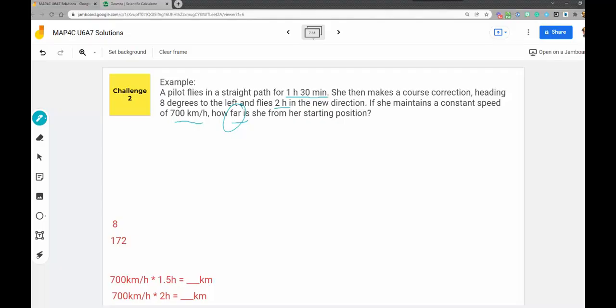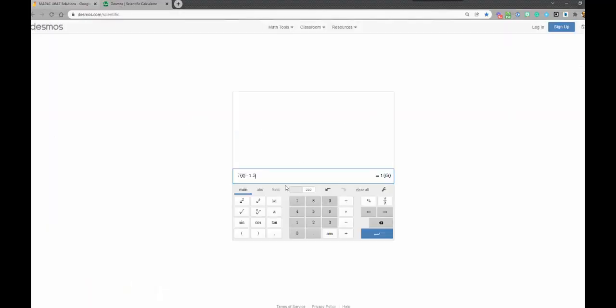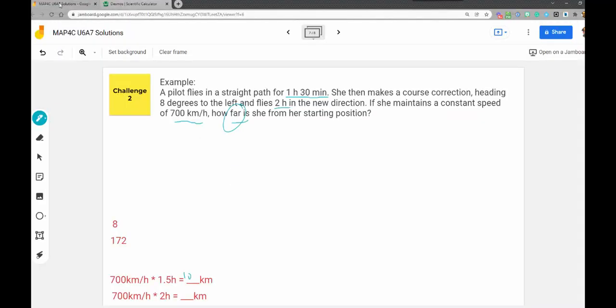700 kilometers an hour times 1.5 hours is going to be 1050 kilometers, and 700 kilometers an hour times 2 hours should be 1400 kilometers, okay? And now we need to draw a diagram, and so we're going to go ahead and say she's going to start going, we'll call it north, it doesn't really matter, this way, and I'm going to put some dotted lines here. She's going to veer off by 8 degrees. I'm going to make it exaggerated more than 8 degrees to make the triangle look nicer, but it's not very much. Okay, and she goes for a little bit longer. I'll make that line a little bit longer. So that's 8 degrees in here.